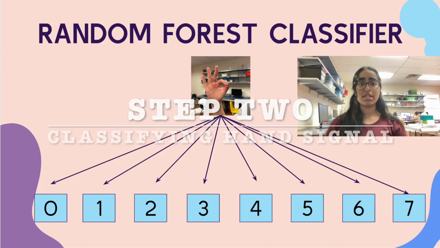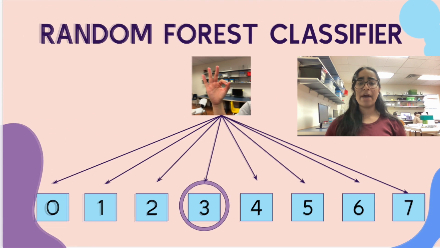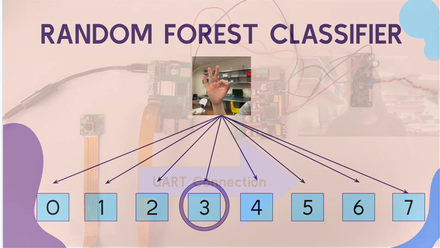To determine which ASL symbol is being displayed, we use the random forest classifier from the scikit-learn library. This uses machine learning to decide which symbol is being displayed by comparing the live landmark data against prior training data. After the random forest classifier determines which symbol is being shown, it returns a number between 0 through 7 representing a particular letter. In this case, the new image would share most data points with F and is therefore classified as number 3. We use this to determine which servo we need to move.